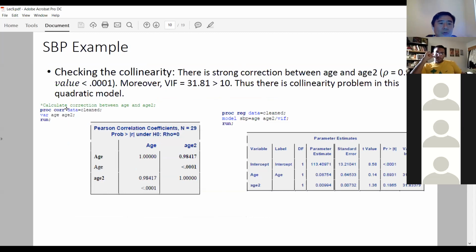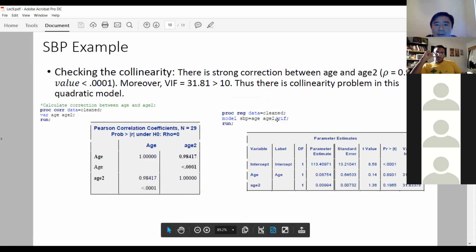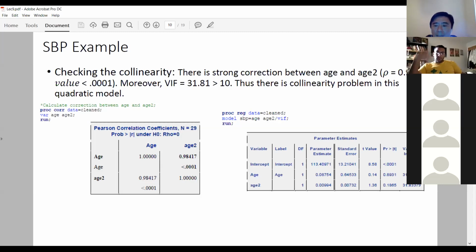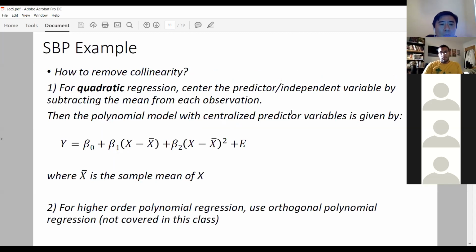If you just run PROC CORR, you'll be able to see the value of the Pearson correlation coefficient. The other way is the variance inflation factor, which is a way to check collinearity. If you put these two terms together, you see a highly inflated value for the standard error. That means there's a high correlation between the two predictor variables, which leads to the collinearity problem.